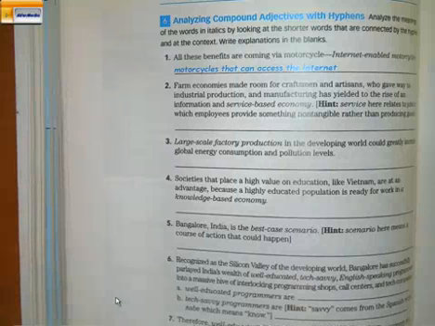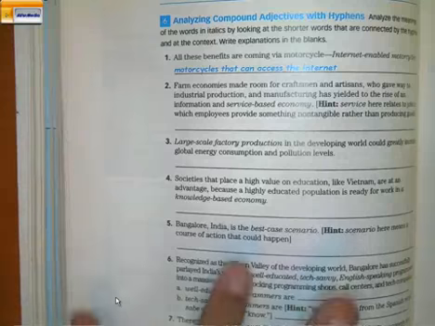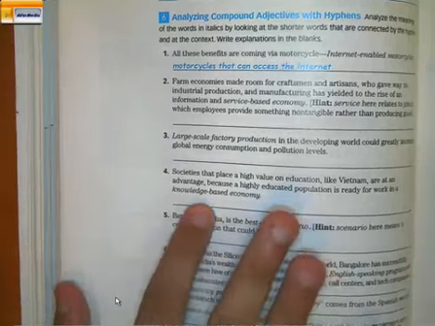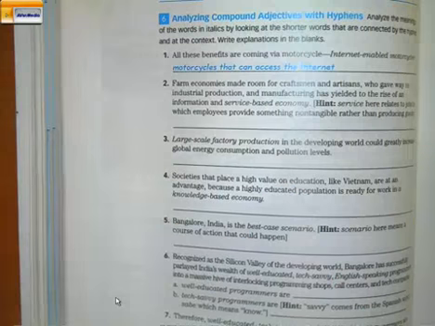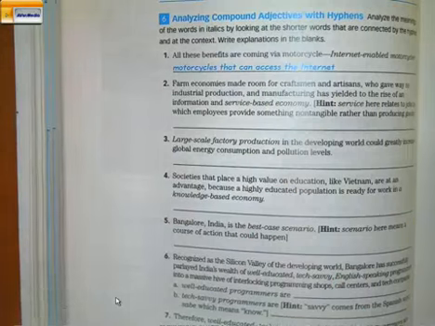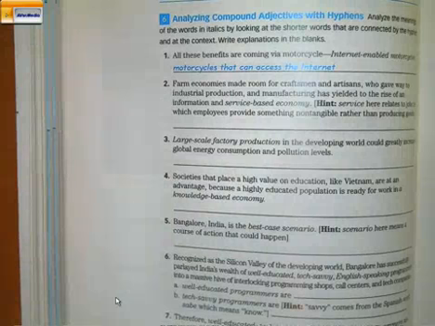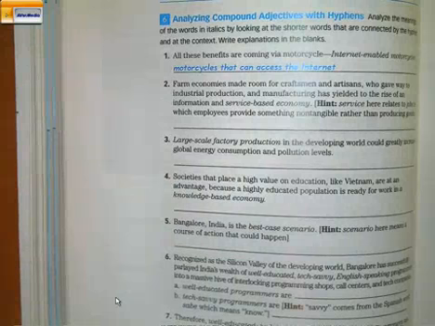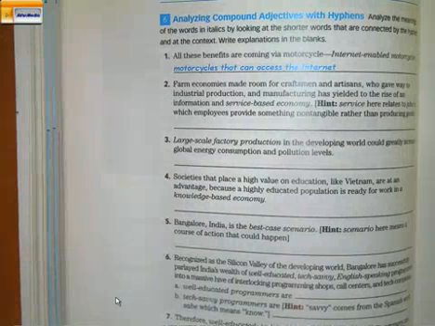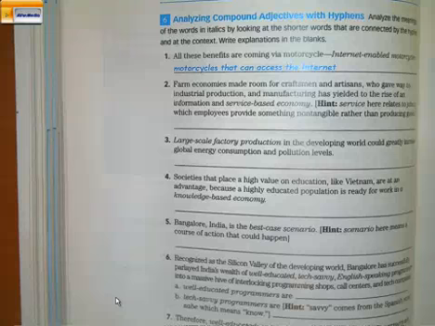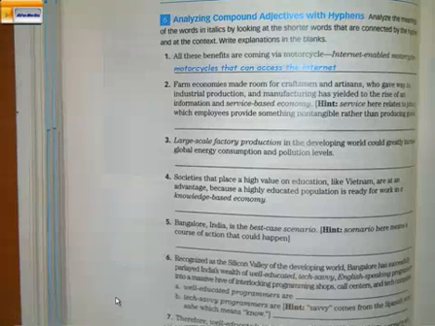Number 4, a knowledge-based economy. So it is an economy that is based on information, knowledge, technology. Number 5, the best case scenario. You know the word scenario. Let's imagine that you have a problem, or let's imagine that you have a test and you did not study very well for the test. So you start thinking, what's going to happen? What's the scenario that is going to happen?